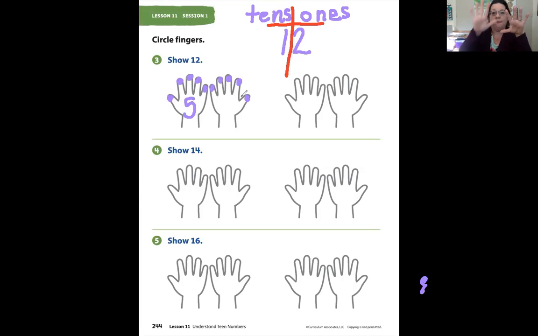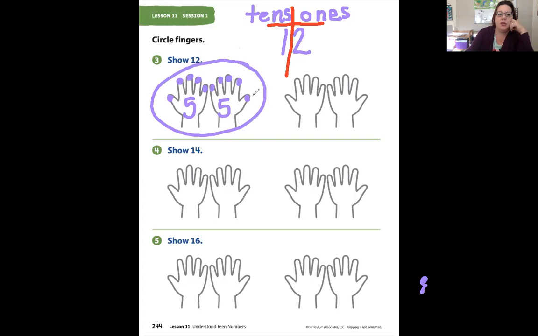So if I have 5 and 5 more, that's an addition double. 5 plus 5 equals 10. And remembering those doubles always helps me remember that every time I have 10 fingers up, I have 10. I don't have to go 1, 2, 3, 4, 5, 6, 7, 8, 9. That takes too long. I can just say 10 and then count on with my ones.